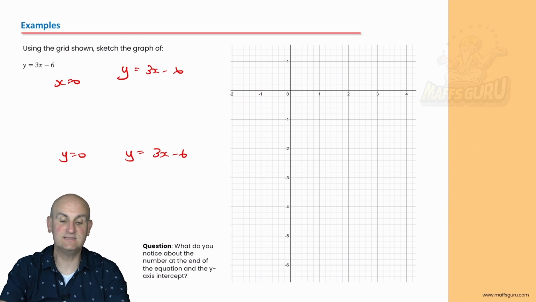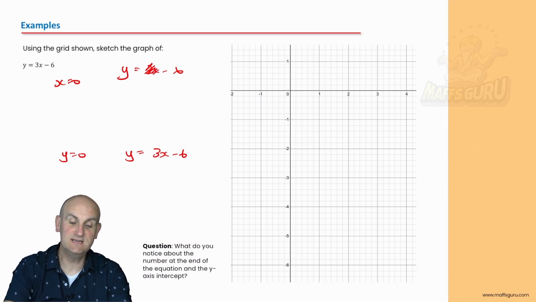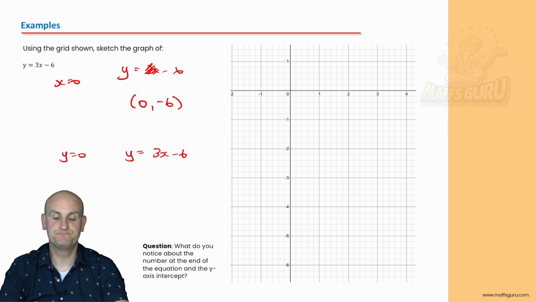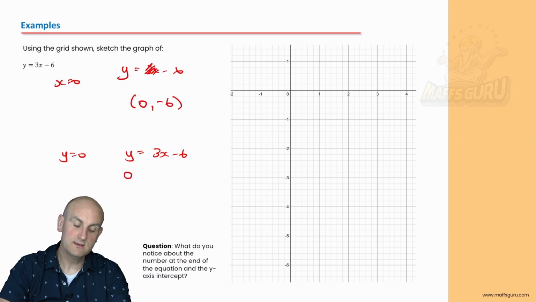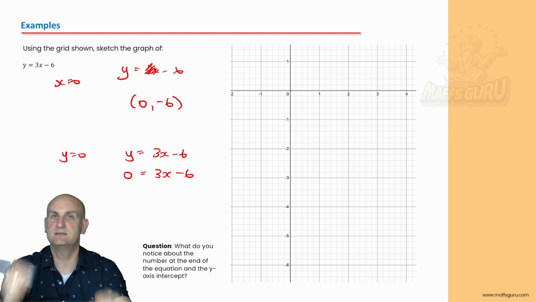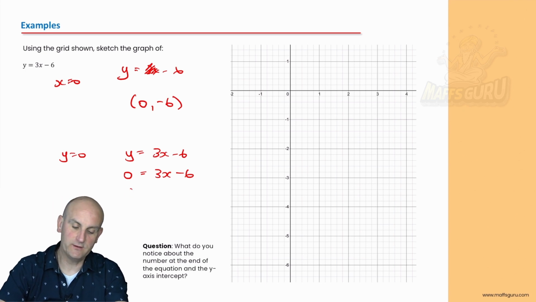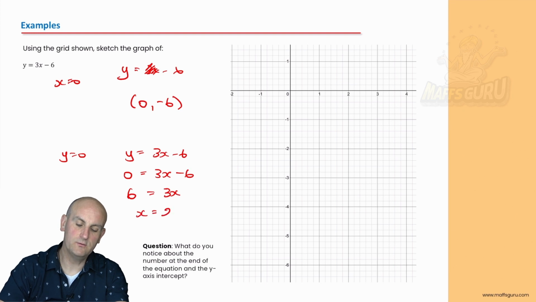Now, again, when x equals 0, that's just going to disappear. And so y becomes minus 6 straight away. So that becomes 0, minus 6. Now I'm going to let my y equal 0. So 0 is equal to 3x minus 6. I want the x on its own. It's currently multiplied by the 3. Leave it alone. Get rid of that minus 6 by adding 6 to both sides. So 6 becomes equal to 3x, or x becomes equal to 2.